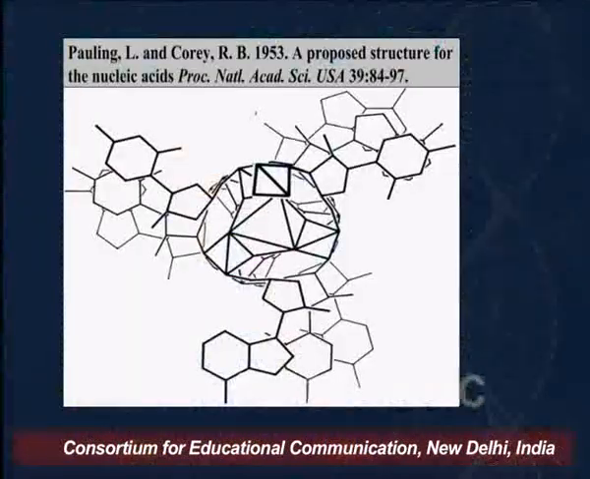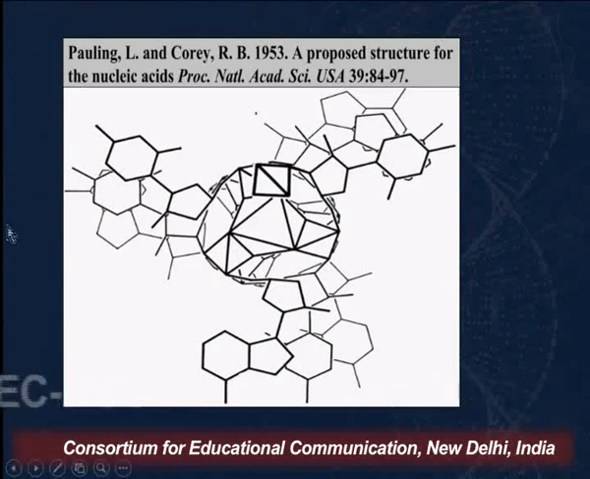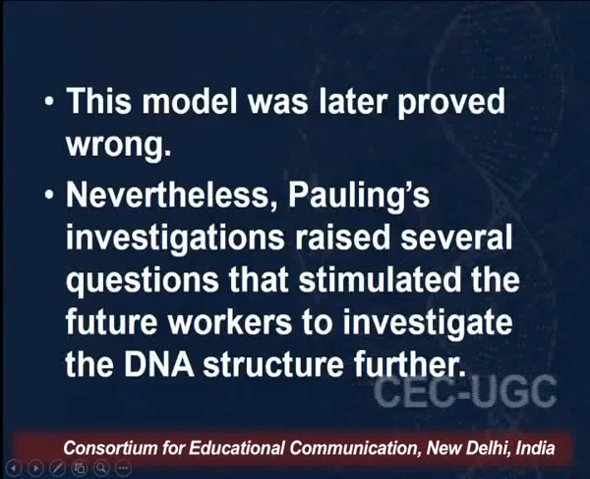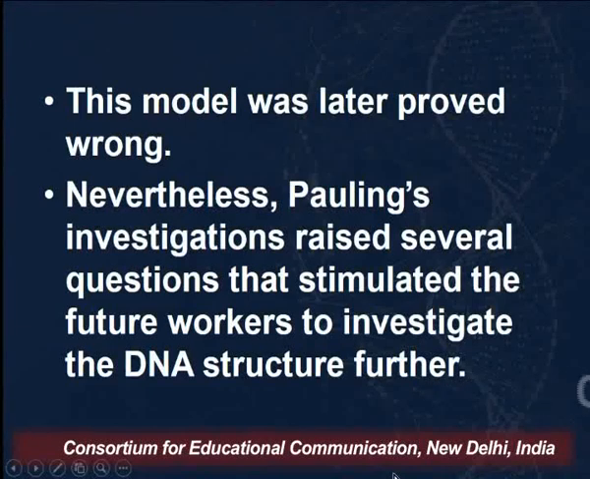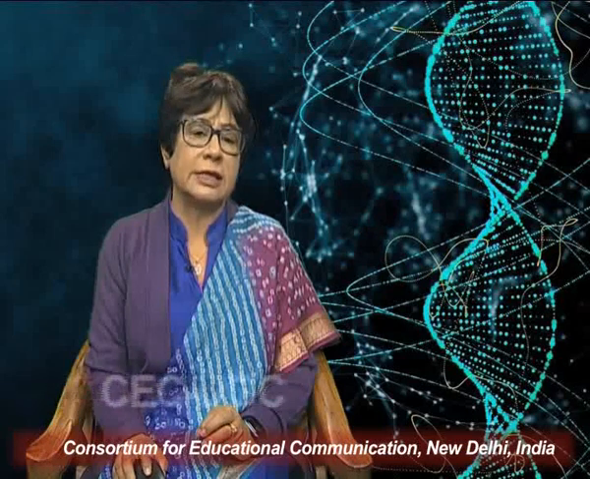So on your screens now you can see the structure which Pauling had introduced, and according to him, the phosphate groups were in the center around the axis, and the sugars and the bases were projecting readily outwards. This model was later proved to be wrong. Nevertheless, Pauling's investigations raised several questions that stimulated the future workers to investigate the DNA structure further.